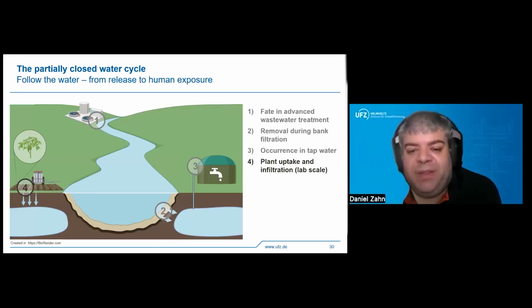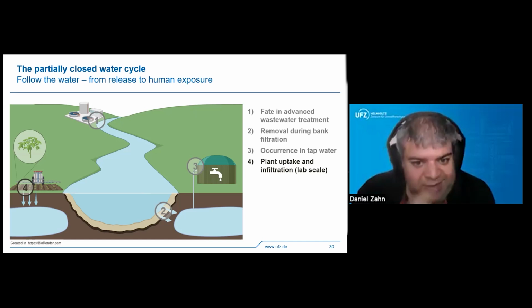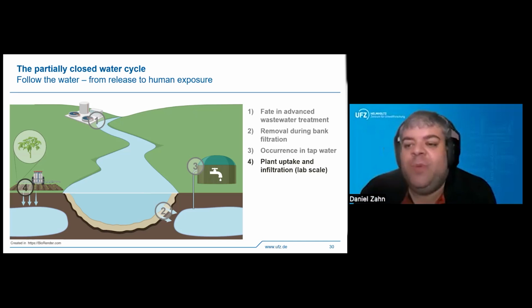This concludes the field studies I wanted to talk to you about, but we also had a lab study we did in a project where we wanted to assess what happens if you use wastewater for agriculture. What effect do PM chemicals in this water have? Is there plant uptake? So is this another human exposure route? And can there be infiltration into groundwater?